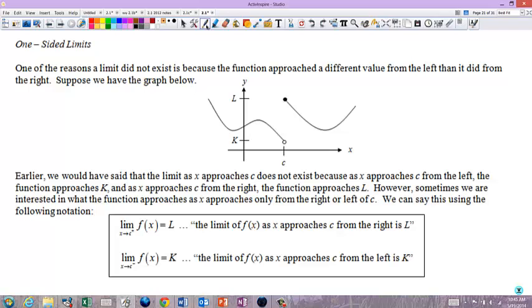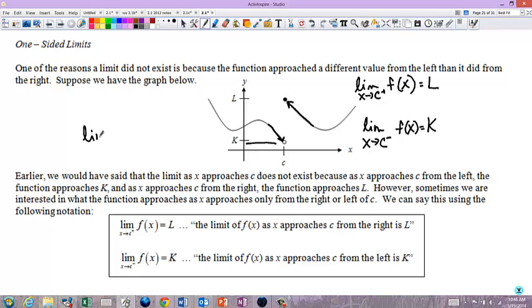If you notice, the limit as x approaches c from the right is headed to k. Not from the right. I'm so sorry, that's from the left. I'll probably just confuse you. Sorry about that. From the left is k. And then the limit as x approaches c from the right is going to L. Because these aren't the same, the limit as x approaches c does not exist.